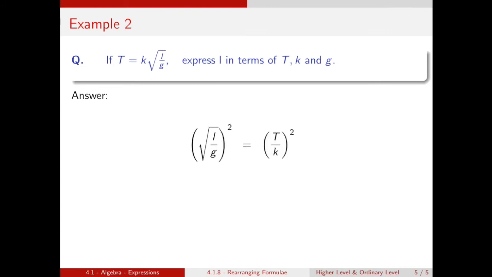So let's see what happens there. When I square the left hand side, the square gets rid of the square root, so I've got L over g, and on the right I've got t squared over k squared.